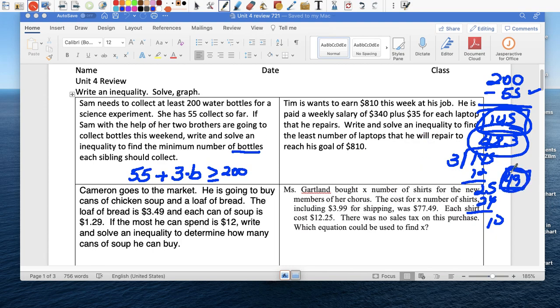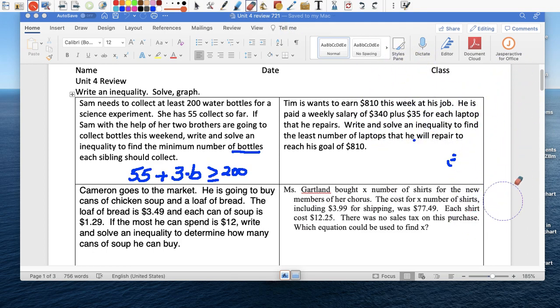If you're home trying to figure out how many bottles you and your brothers have to collect, you'd say, well, we each have to go outside and collect about 49 bottles. That's the process. We needed 200, we already collected 55, we have 145 left, so we divide that by 3, and we get how many we each have to collect. That's the idea here.